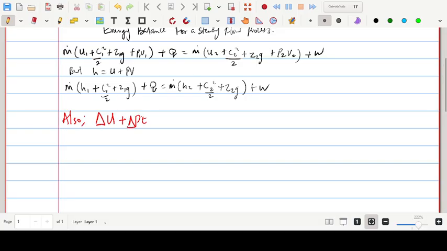plus delta potential energy, plus change in kinetic energy, plus change in PV, then plus W. Plus W. Okay, we are considering the what? The distance. So here now is equal to, where your change in U is known as change in internal energy.